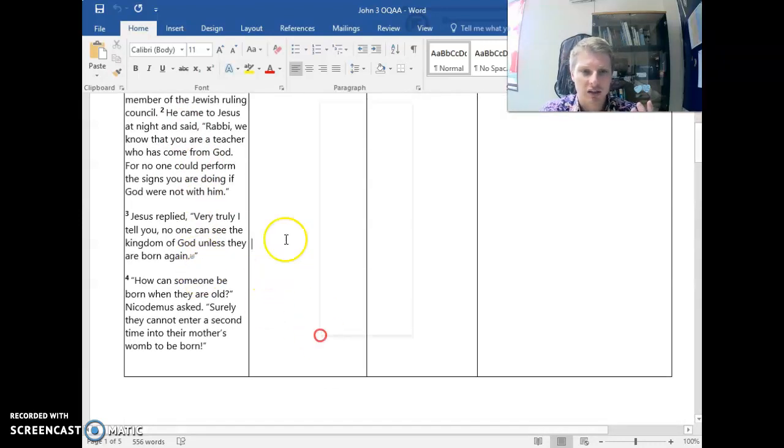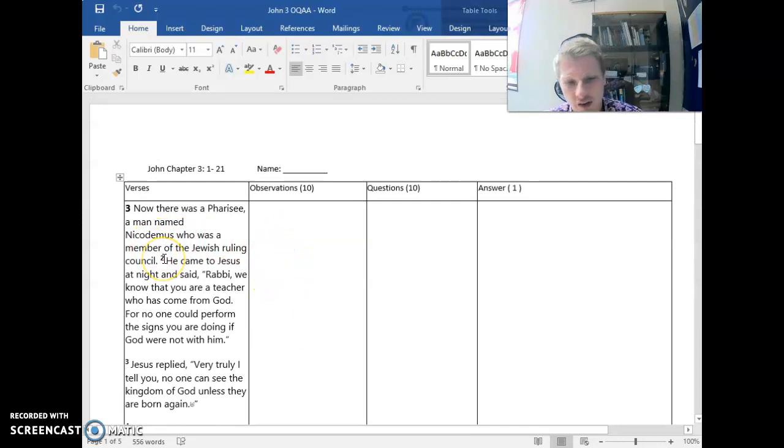How can someone old who is born, right? So you just take these things, 10 observations, right? There are Pharisees, right? Jesus is being said that he is from God, right? Nicodemus is coming to him and he is a leader of the Jewish council. Right? Those are observations. Just what is it saying? 10 observations. Then, 1, 2, 3, 4, 5, 6, 7, 8, 9, 10. We go to 10 questions.